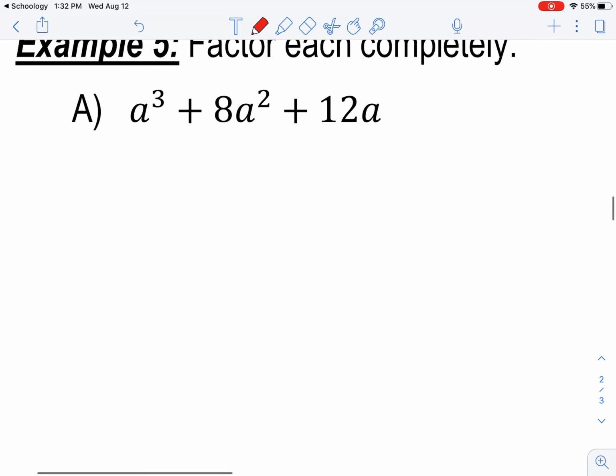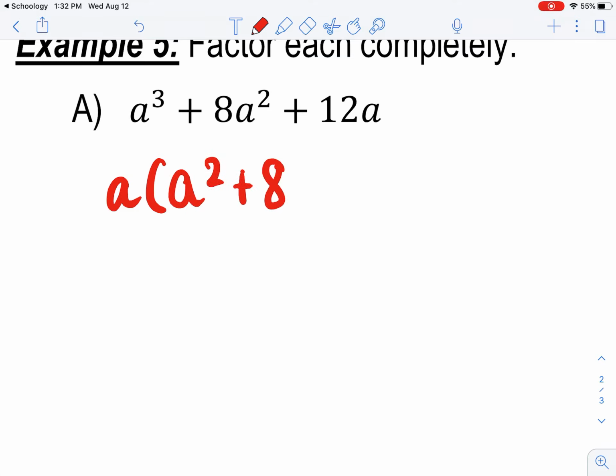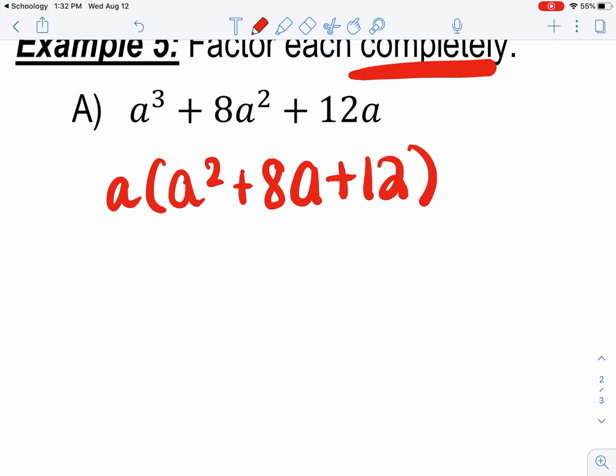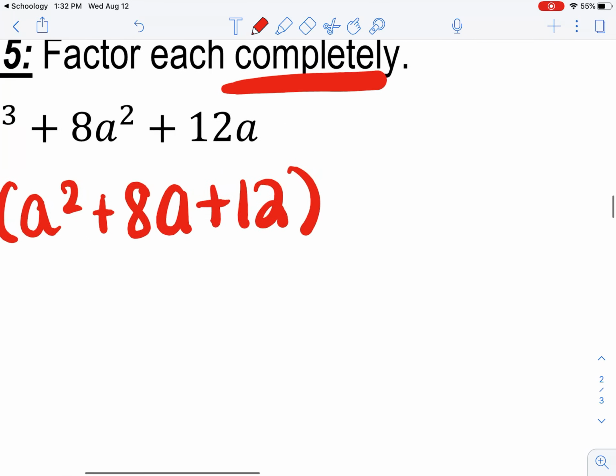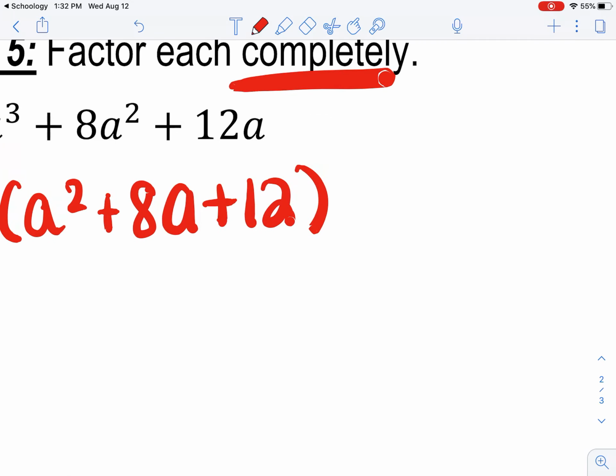All right, so let's start this one here. Is there a GCF? Is there anything that all three of these terms have in common? The answer is yes, it is A. So I'm going to factor the A out of each term. If I factor an A out of A cubed, there's A squared left. Here there's 8A, and here there's 12. Now notice it says factor completely. So now I have to look to see if what I have left is factorable. If there's three terms, you are going to see if it's factorable.